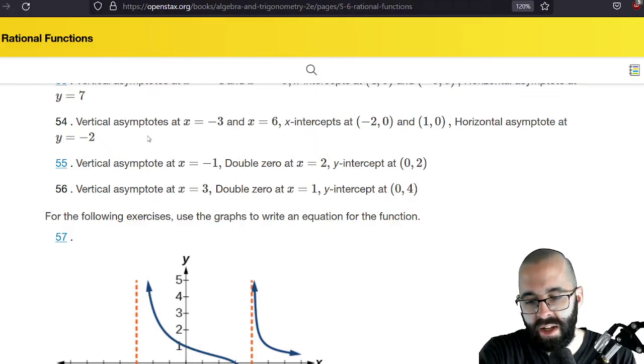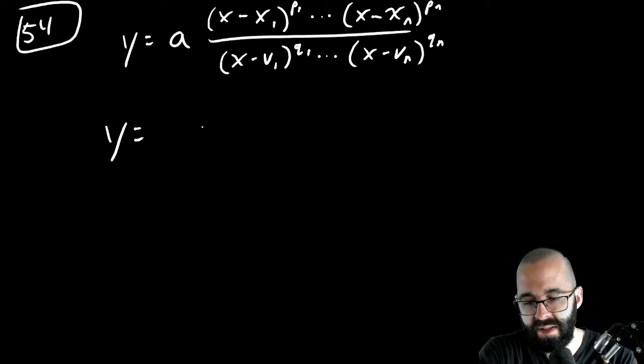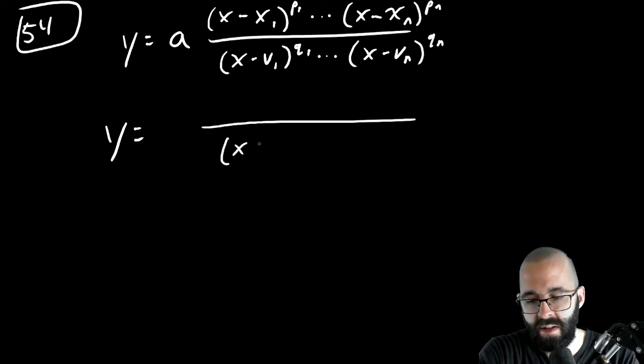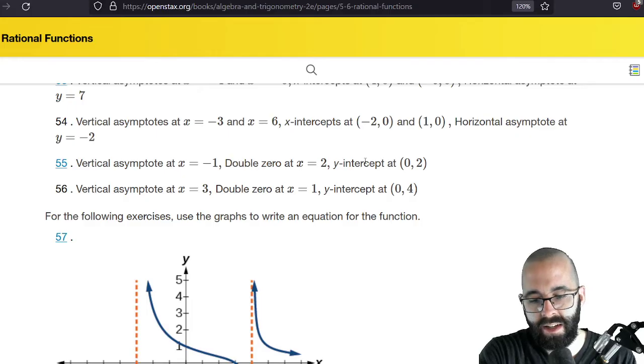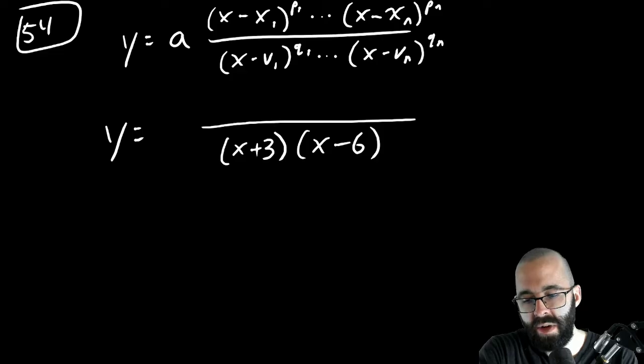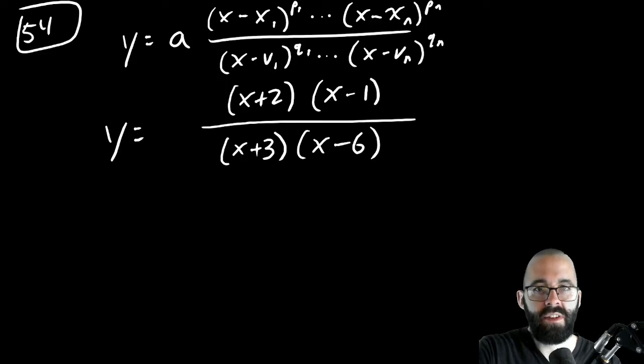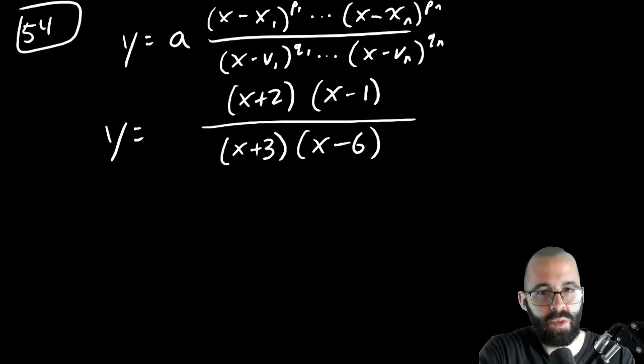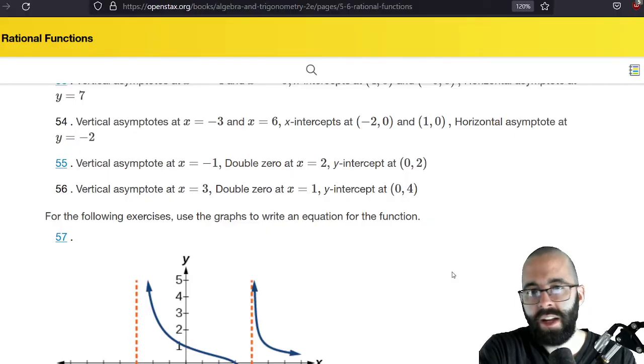There's a vertical asymptote at -3 and +6. So -3 is a factor of x plus 3. +6, a factor of x minus 6. The x-intercepts are at -2 and +1. Intercepts have to do with the top, just like we did in the last problem. Doesn't mention any multiplicities at all. So we'll just not include them right here.